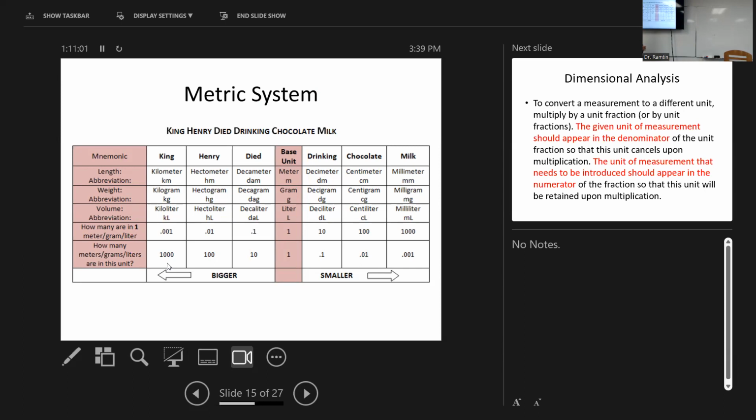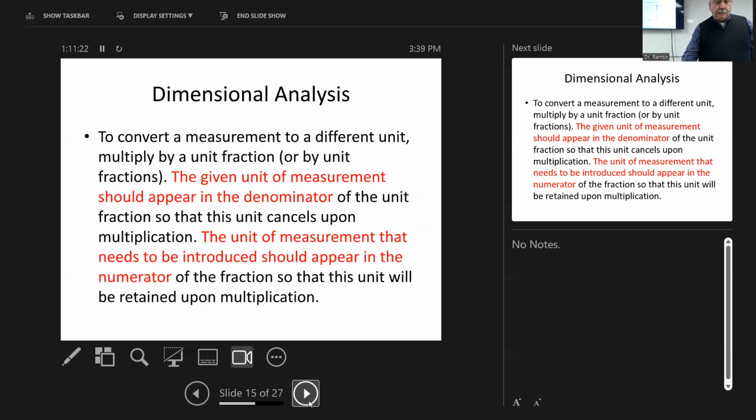D for decimeter is 0.1, centimeter is 0.01, and millimeter is 0.001. It gets smaller as you go this way. Keep that in mind, and try to memorize that sentence: King Henry died drinking chocolate milk.